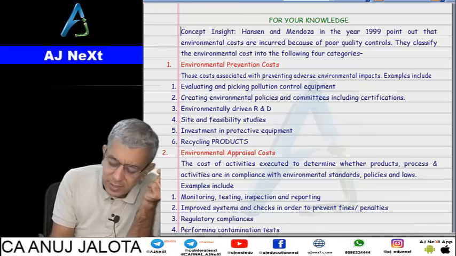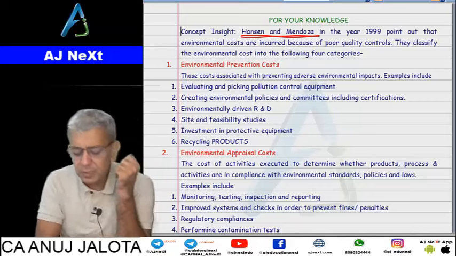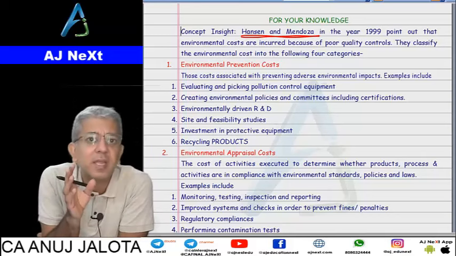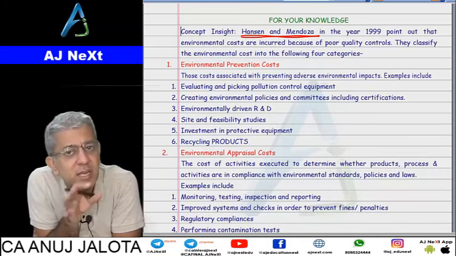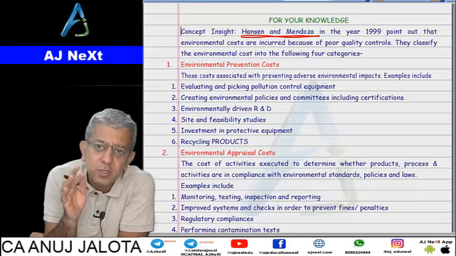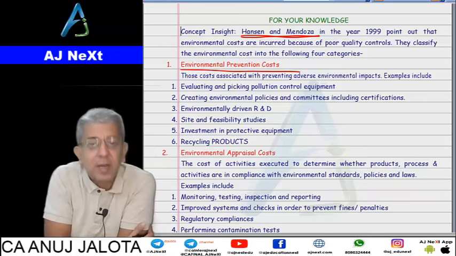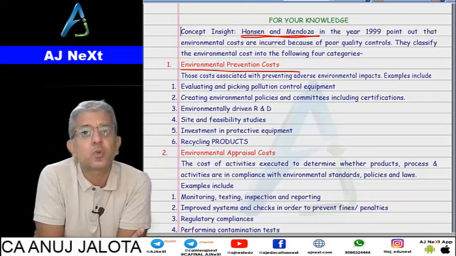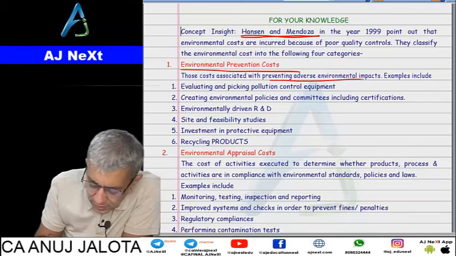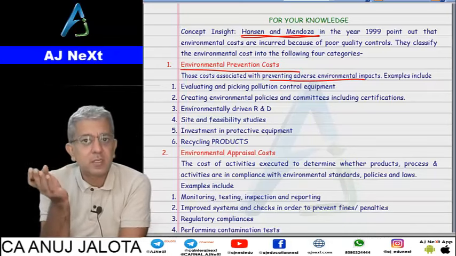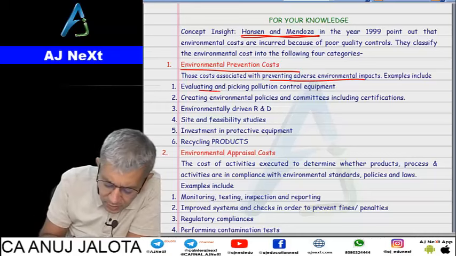And that is why Henson and Mendoza are two people who made an environmental cost statement. They said let's classify all the costs into four types. First of them are going to be environment prevention costs. Now, these are those particular costs that will prevent adverse environmental impacts. The examples could be many.